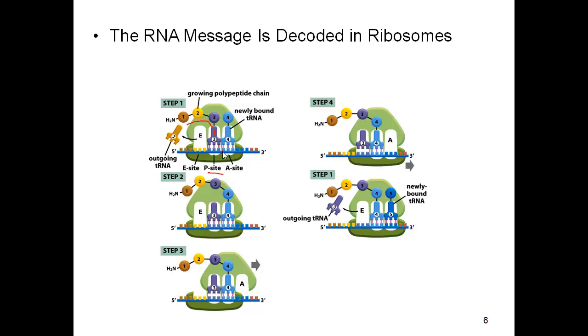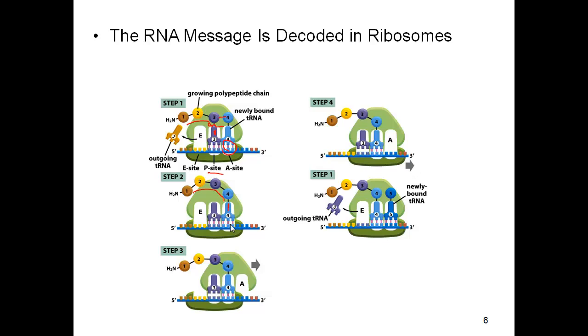the aminoacyl site. And the existing amino acid will attack the carbonyl end here, cleaving the bond between the amino acid and the existing tRNA in the P site. And now it will be attached to the new tRNA.